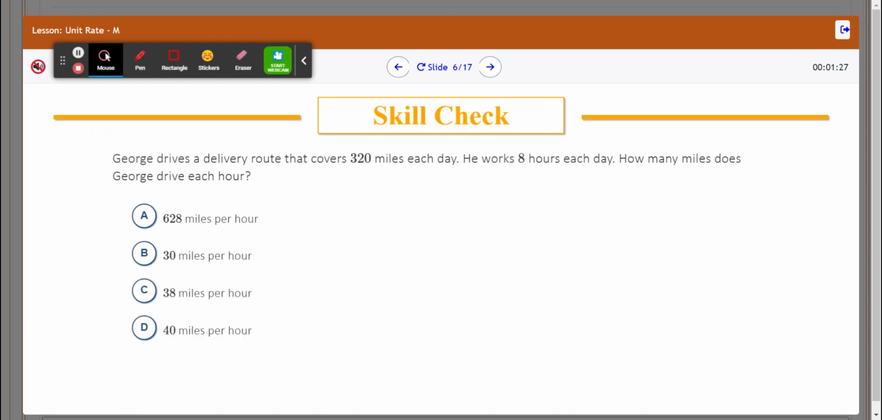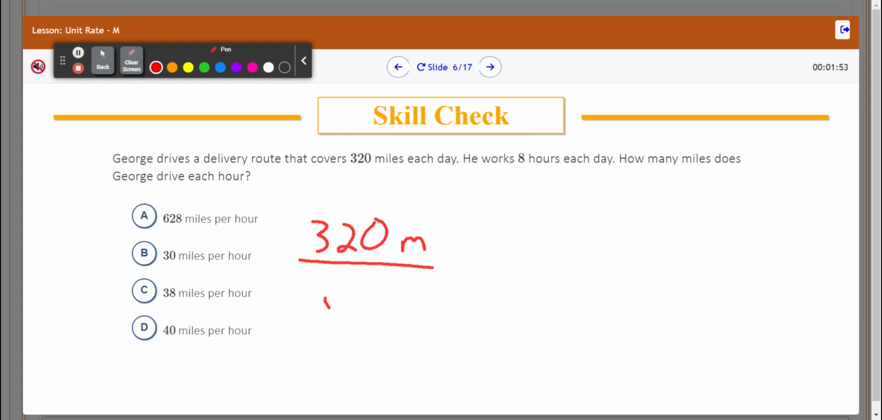It says George drives a delivery route that covers 320 miles each day. He works 8 hours each day. How many miles does George drive each hour? All right, so this is how you set up a unit rate problem. We start with the information they give us. He drives 320 miles, I'm going to write M for miles, in 8 hours. So I've got 320 miles and 8 hours, and I need to figure out how many miles does he drive each hour.